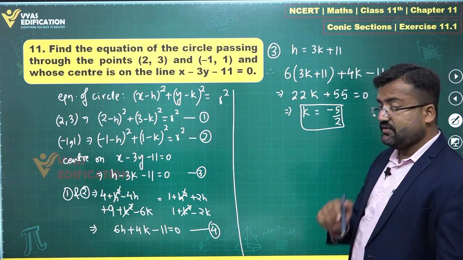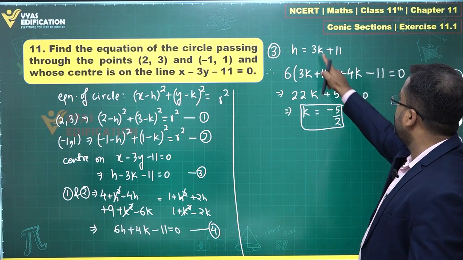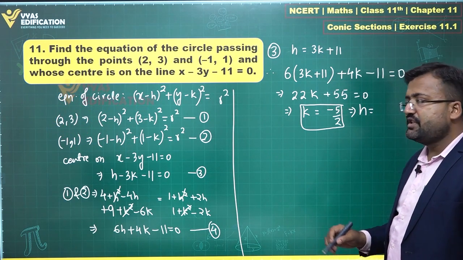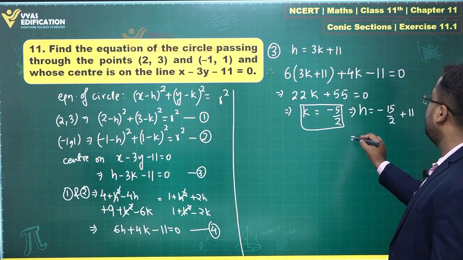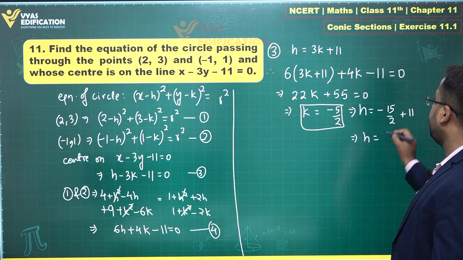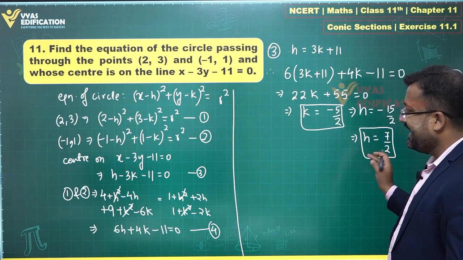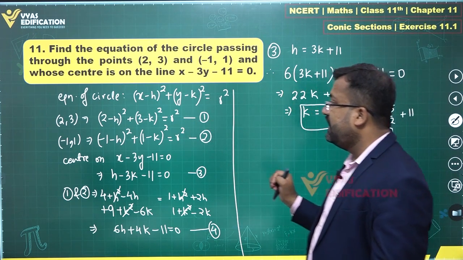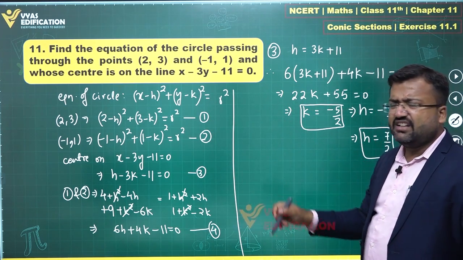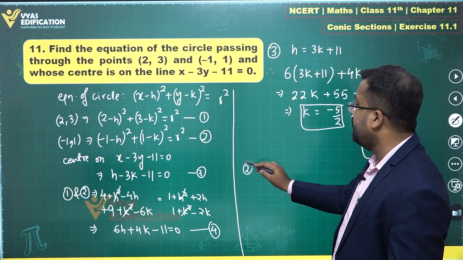That is one thing. What else? This also tells me that h will be equal to 3 times minus 5 by 2, which is minus 15 by 2 plus 11. What is that? This is h equals 22 minus 15, which is 7 by 2. I get k, I get h. What else do I need? I need the value of r as well. And for r, I'll use either the first one or the second one. Let's use the second one.